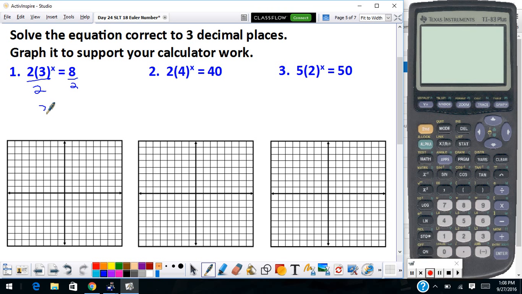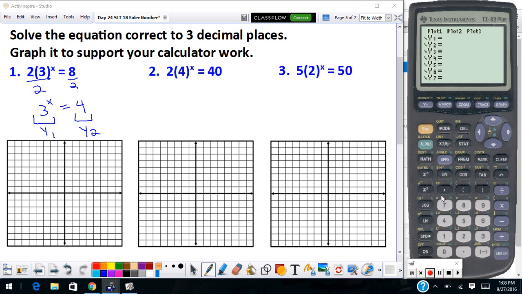And we get 3 to the x equals 4. Now, there's nothing else we know how to do yet to solve this equation. So what we're going to do is utilize our graphing calculator. We're going to put 3 to the x in y1, and we're going to put 4 in y2. So I'm going to go to my calculator and turn it on.